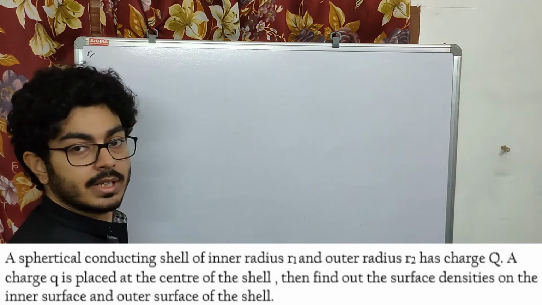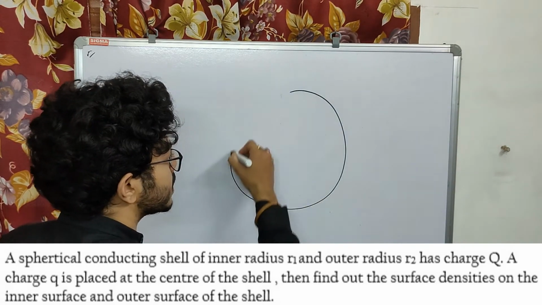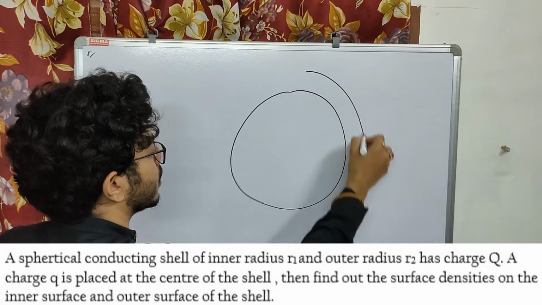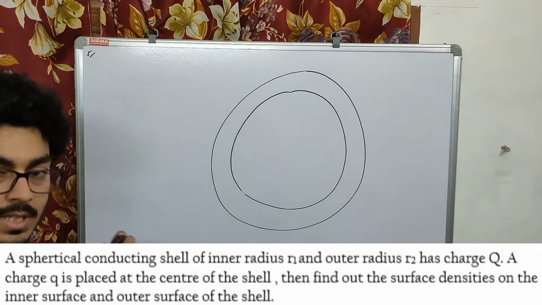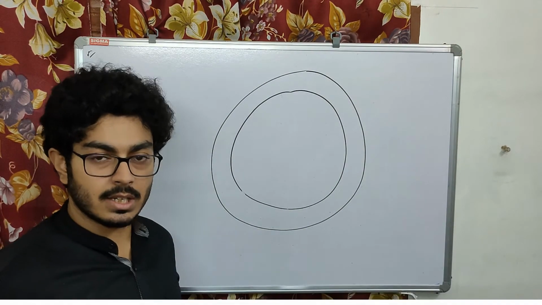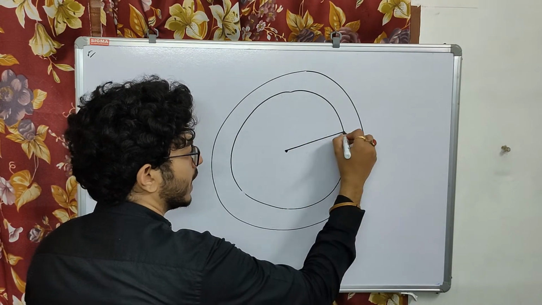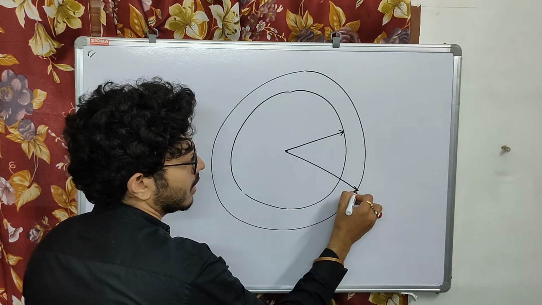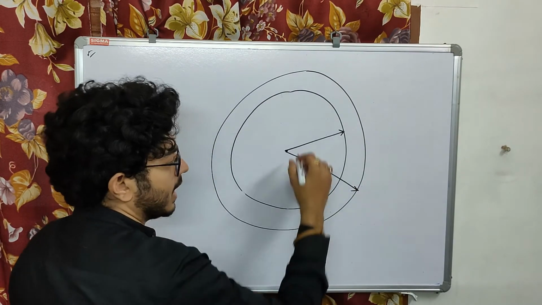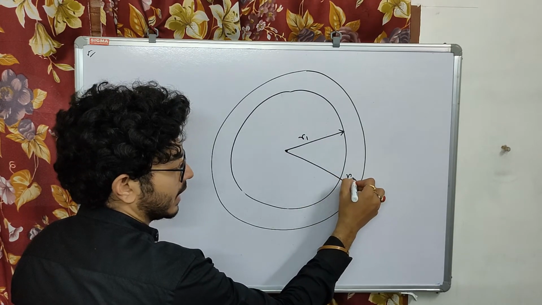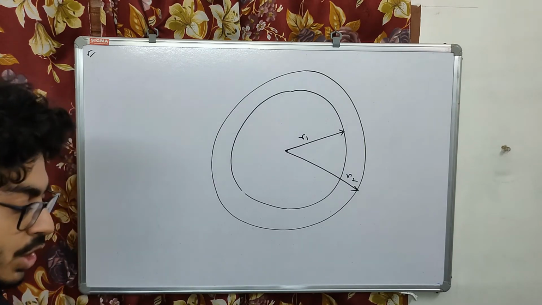A spherical conducting shell. If you don't know what a spherical conducting shell is, let me just explain. This is a spherical conducting shell. See, this is hollow and has some thickness. Shell means it's a spherical shape. Okay. So as it says, it has two radii. The inner radius is R1 and the outer radius is R2. And the shell has charge plus Q.